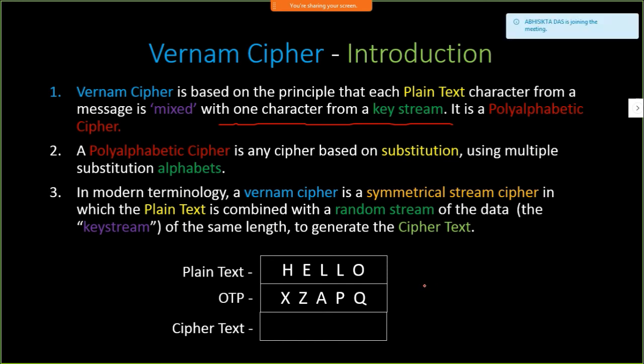If the plain text is HELLO, then the key stream text must be implemented. That is called the OTP, for example XZAPQ. So why do we use this OTP? The OTP can be changed anytime, but it must be the same length. If there are 5 characters in the plain text, then the OTP must also have 5 characters.